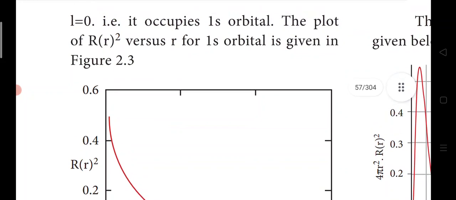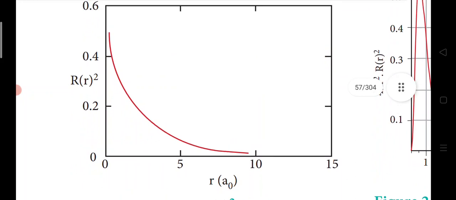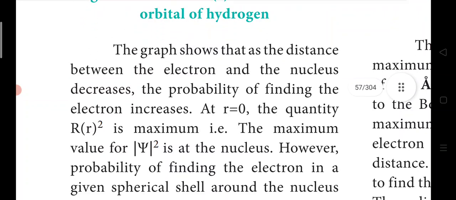That is the plot of R square versus r. Capital R versus small r, you can see it is decreasing like that. The graph shows that as the distance between the electron and the nucleus decreases, the probability of finding the electron increases. Is it clear?